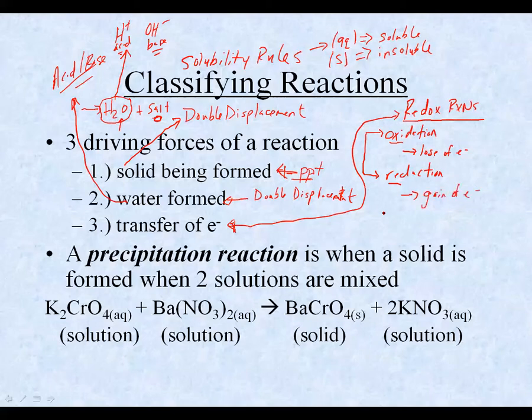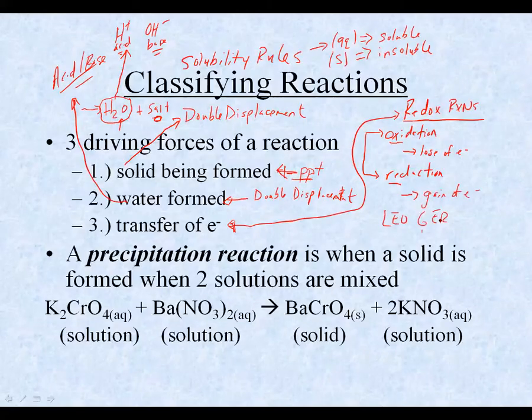And again, there's a couple ways sometimes people remember that: Leo the lion goes grr. Again, loss of electrons, oxidation, gaining of electrons, reduction, right? And again, sometimes people remember OIL RIG as another way of doing that. Oxidizing is losing, reducing is gaining. So those are a couple ways that sometimes people will remember a redox reaction.